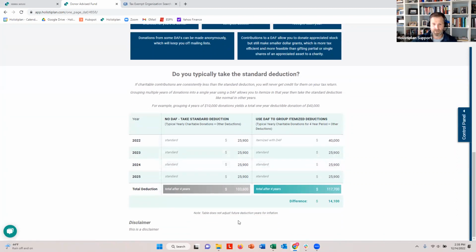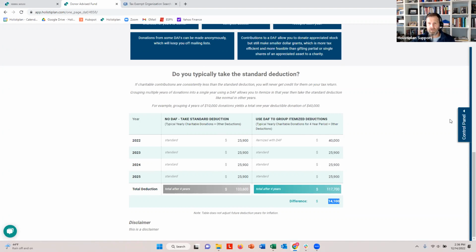And we say this down here, we're not adjusting the future deduction years for inflation. So this is just the current dollar amount of the standard deduction. And here's what it looks like if you bunched everything into year 1 and then just took the standard deduction for years 2, 3, and 4. We see that in total, the total deduction amount is higher by doing the DAF. It's not that your taxes are different by $14,000. It's a $14,000 difference in your total deductions over 4 years, right?